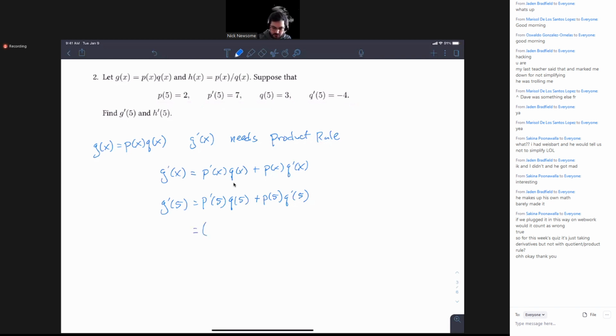So now we'll just copy everything down. Let's see, p prime of 5 is 7, q of 5 is 3, p of 5 is 2, and q prime of 5 is minus 4. And we work all this stuff out and we get 13.